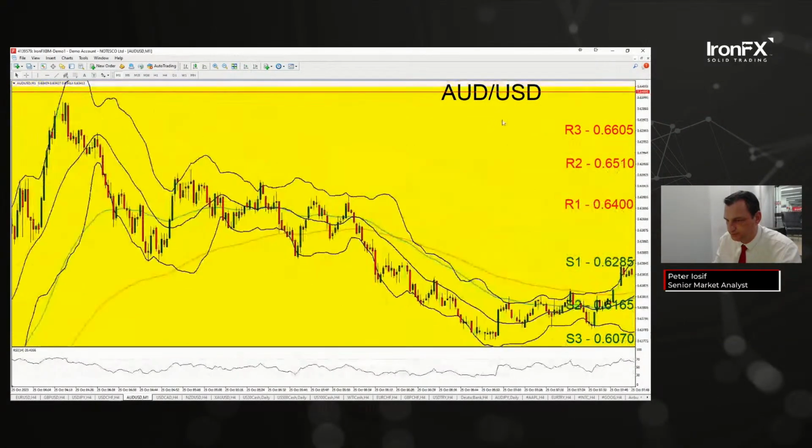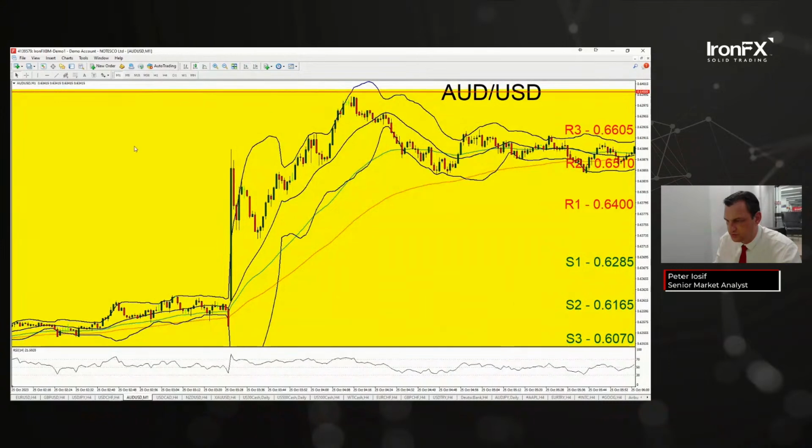Unlocking it. Here it was. Interestingly enough, AUD/USD rose around 26, 28 pips, which is notable.